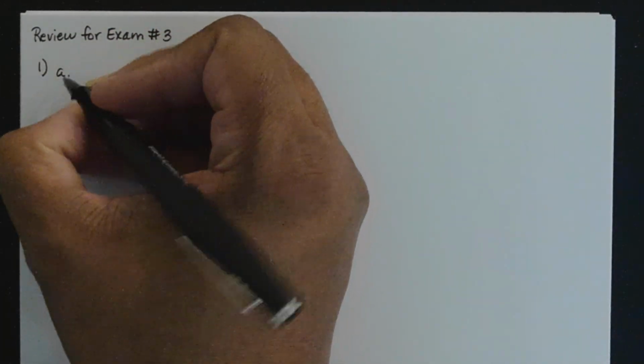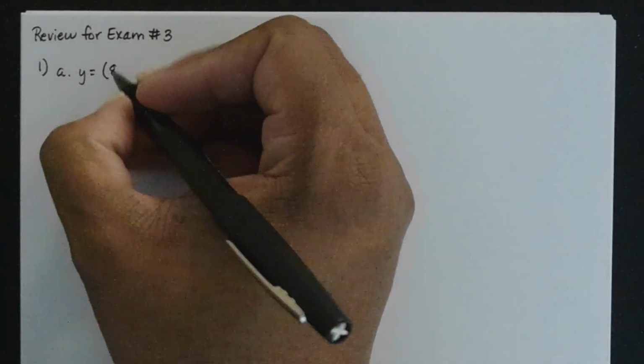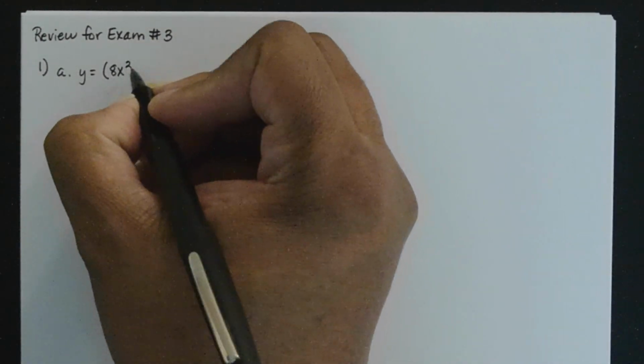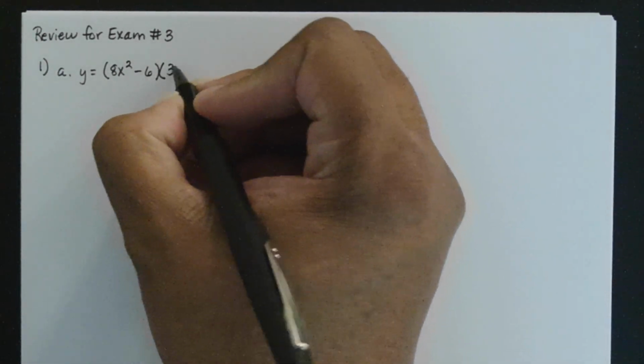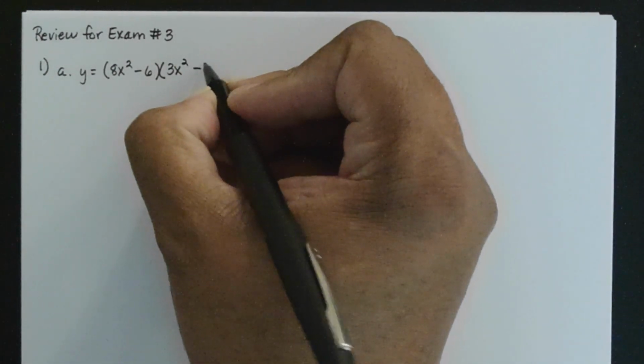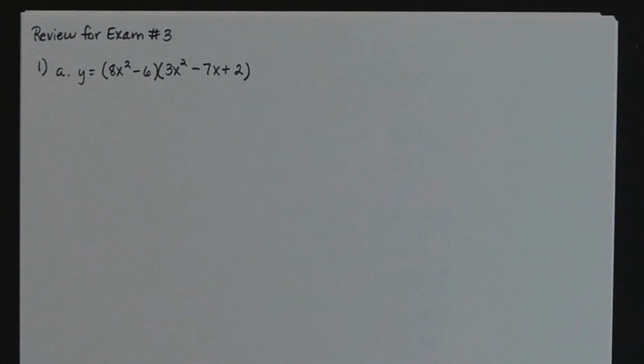here we have y is equal to 8x squared minus 6 multiplied by 3x squared minus 7x plus 2. And I want to find the derivative of that function using the product rule. And the way we can do that is this.